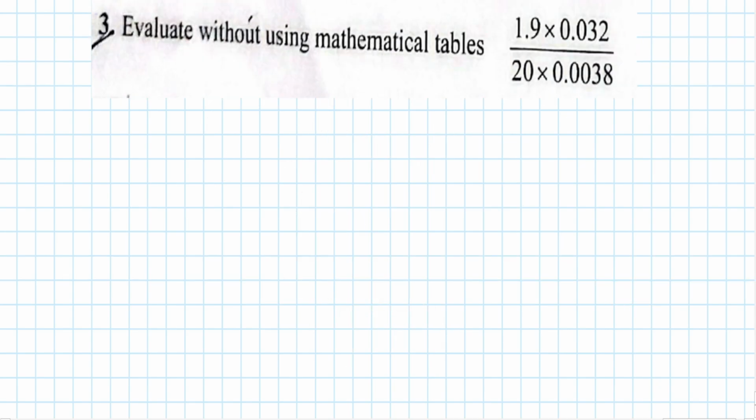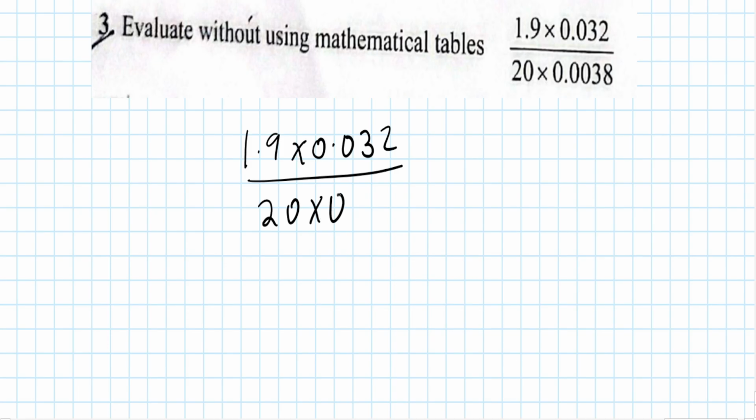0.22924. Okay. Question 3. Evaluate without using mathematical tables. Very simple. 1.9 times 0.032 over 20 times 0.0038. So let's multiply. If you look at this one, 2, 3, 4, 4 decimal places. Also this one is 4 decimal places. So just multiply by 10,000.